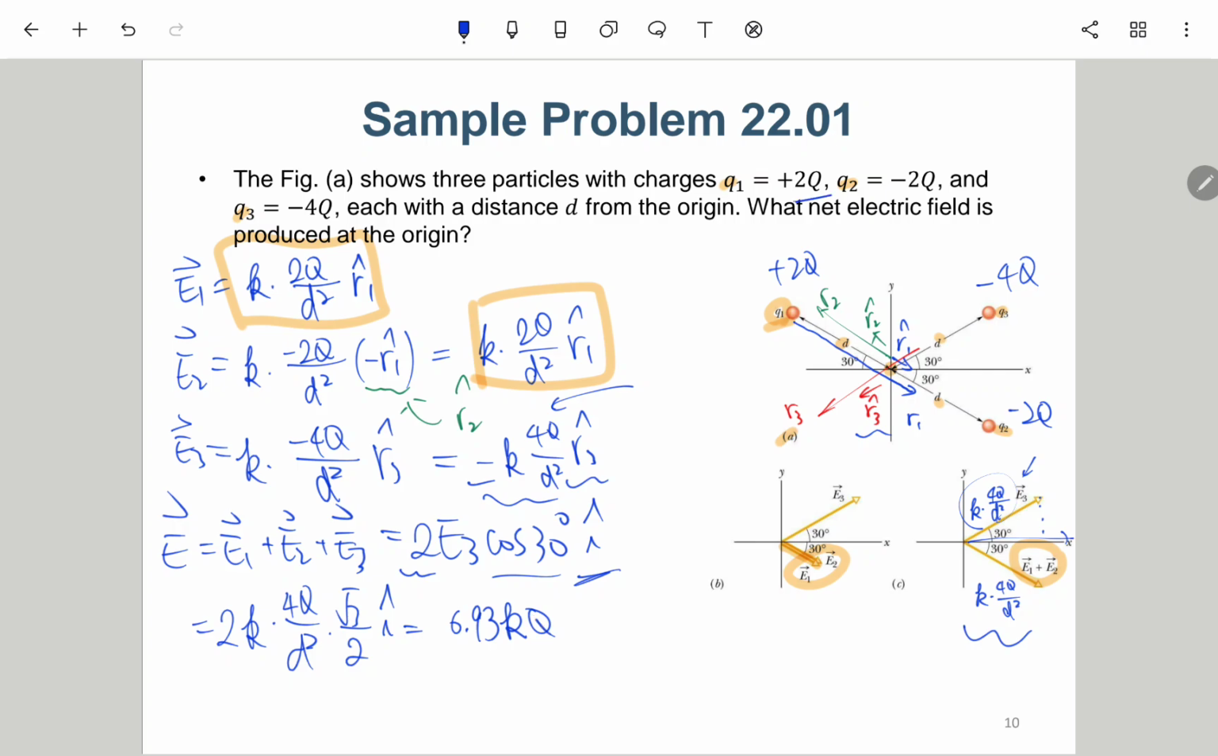Q we also don't know. The question doesn't give you the value of capital Q and also d. So finally the answer will be something like this. Okay, so this is the answer to question A. This is the net electric field produced at the origin by these three charged particles.